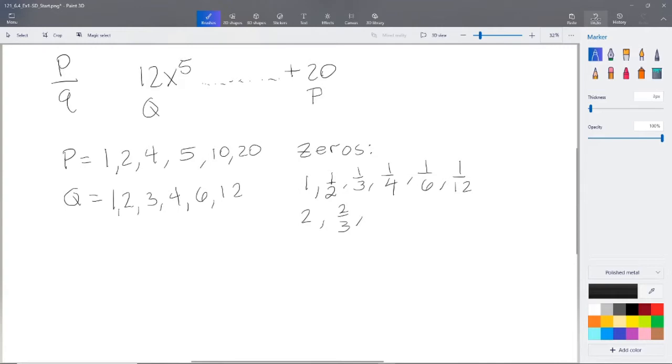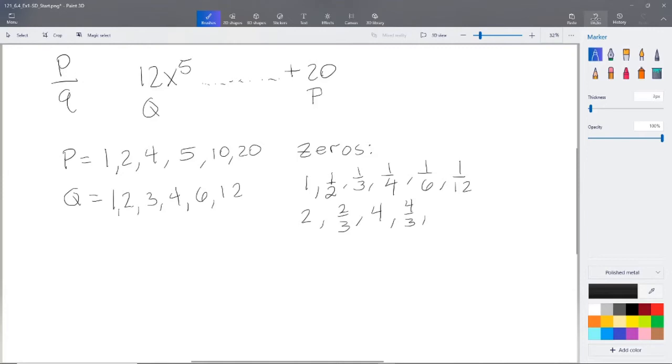Next is 4. 4 over 1, not on the list, so we'll put 4 here. Next is 4 over 2, but 4 over 2 is the same as 2. That's already on the list. 4 over 3 is next. We don't have that on our list. Next is 4 over 4. That's 1, already on the list. 4 over 6, that's 2/3, and that's already on the list as well. And 4 over 12, that's 1/3. That's already on the list too. So yes, you do have to do some simplifying of fractions as you're writing, because again, the goal is not to have any repeats on the list.